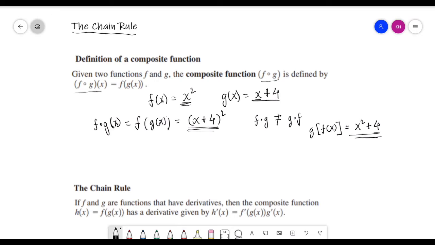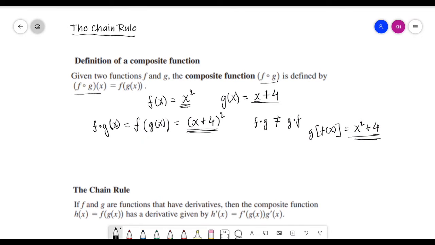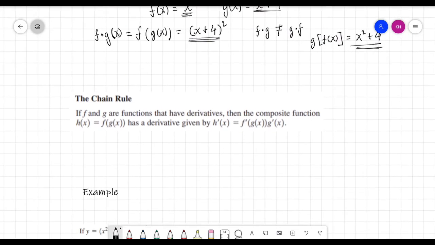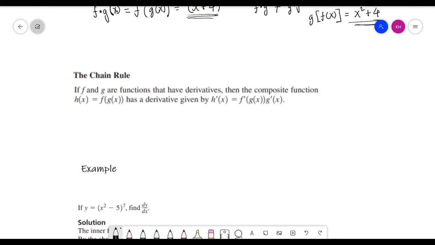And when we find the derivative of a composite function, we use the chain rule, or what we learned before called the power of a function rule. So you can see the chain rule is defined by saying if f and g are functions that have derivatives, then the composite function h of x equals f of g of x has a derivative given by this. Now what does this say? This says to find the derivative of the outside function first and then multiply by the derivative of the inside function, which is the same thing as before.